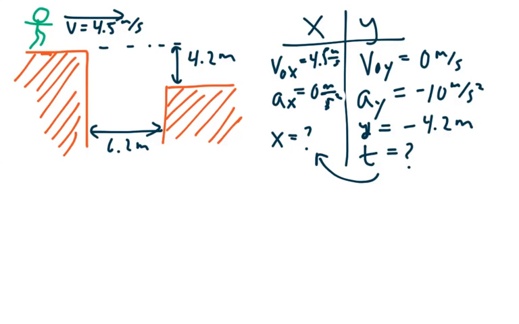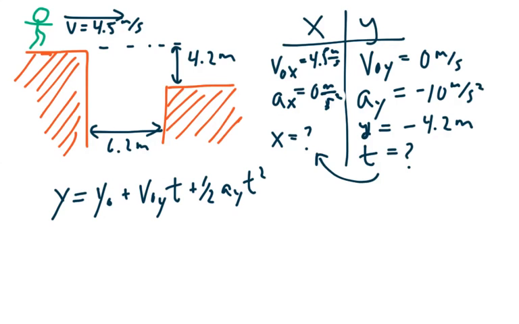So looking at the y column here, I'm only missing time. So really the best equation would be my displacement as a function of time. So I'm going to use y equals y0 plus v0y times t plus 1/2 times the acceleration in the y direction times t squared. Now, my initial y position, I'll call it 0. We'll set my origin at the position at the top of this first building, so right up here. And the initial y velocity, as I said, is 0 because he's just going to run off this building horizontally.